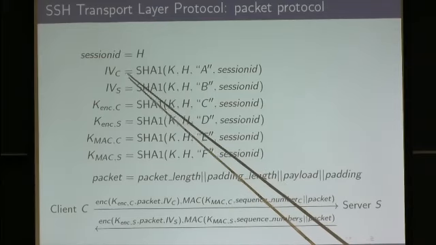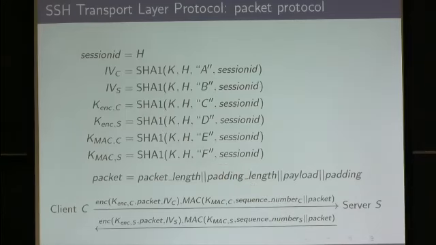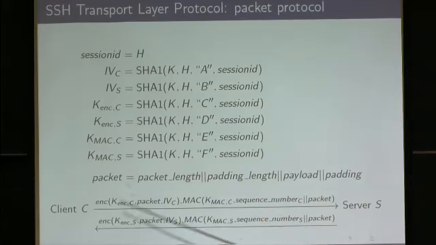So you have an IV for going from the client to the server, and another IV for going from the server to the client. And similarly, for the encryption keys, you have two encryption keys, one in one direction and the other in the other direction. And again, for the MAC, you have two MAC keys, one from the client to the server and one from the server to the client.